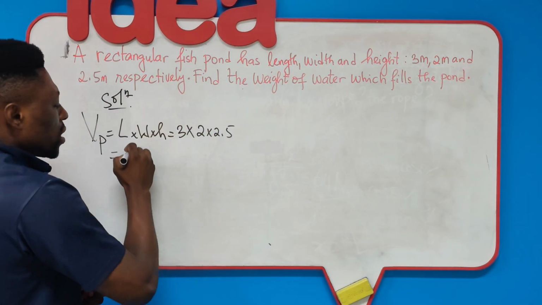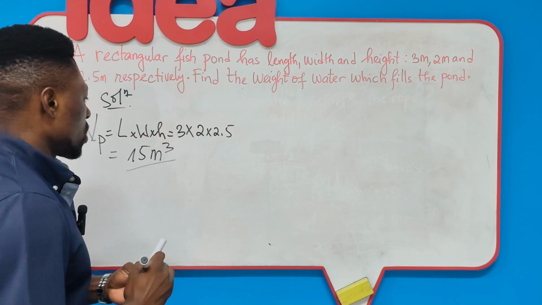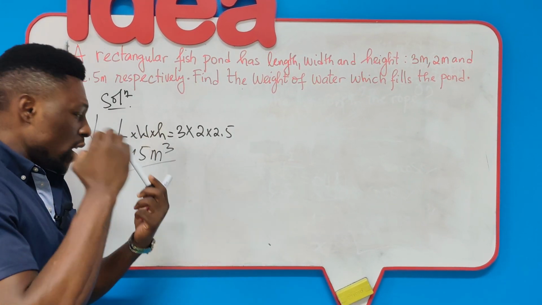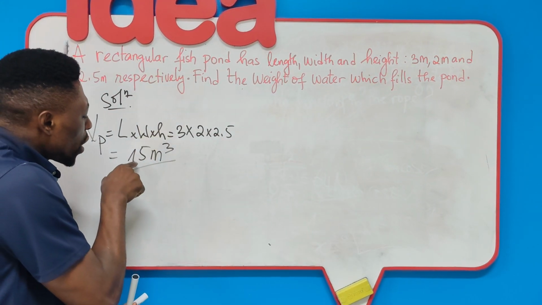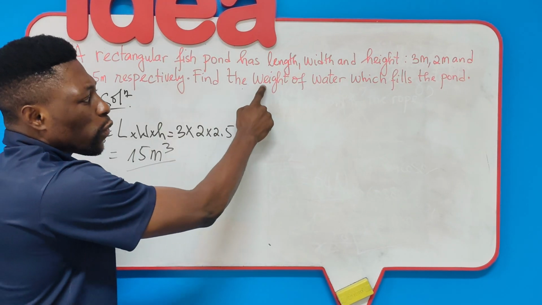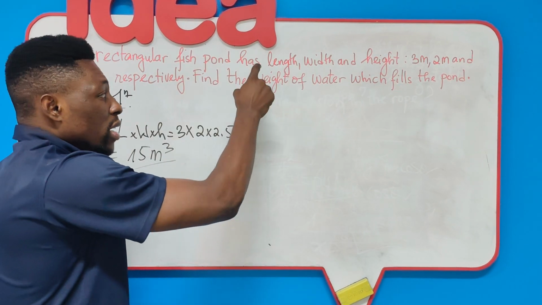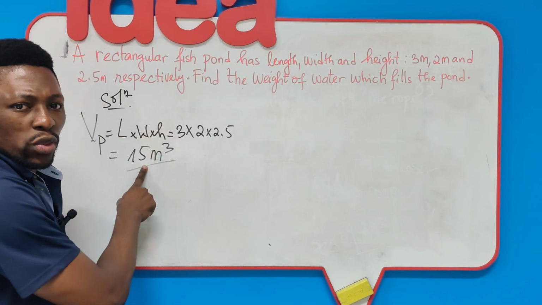If you correctly punch this, it will give you 15 meters cubed, guys, not square, because we're talking about volume. In other words, for us to have a full pond, we need to pour in 15 meters cubed of water. But they are asking us for the weight of the water which has to fill this. Now, already we know the quantity of water which has to fill this.